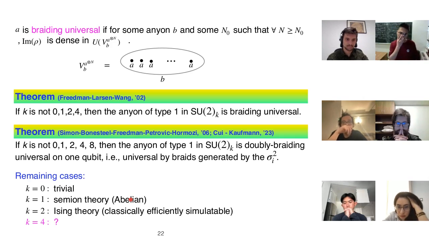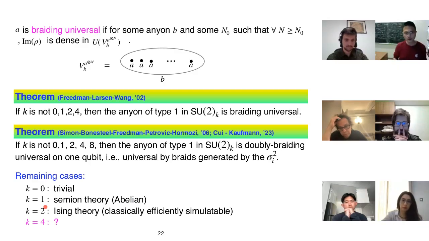Okay, the remaining cases in this sequence, we have four remaining cases: k equals 0, 1, 2, and 4. When k equals 0, this is the trivial phase. It's nothing interesting. K equals 1 is called the semion theory, which consists of only Abelian anyons. So in terms of TQC, it's not quite useful. K equals 2 corresponds to the so-called Ising anyons. And it is believed that the anyons in this system are classically simulatable efficiently. So it doesn't offer quantum advantage.